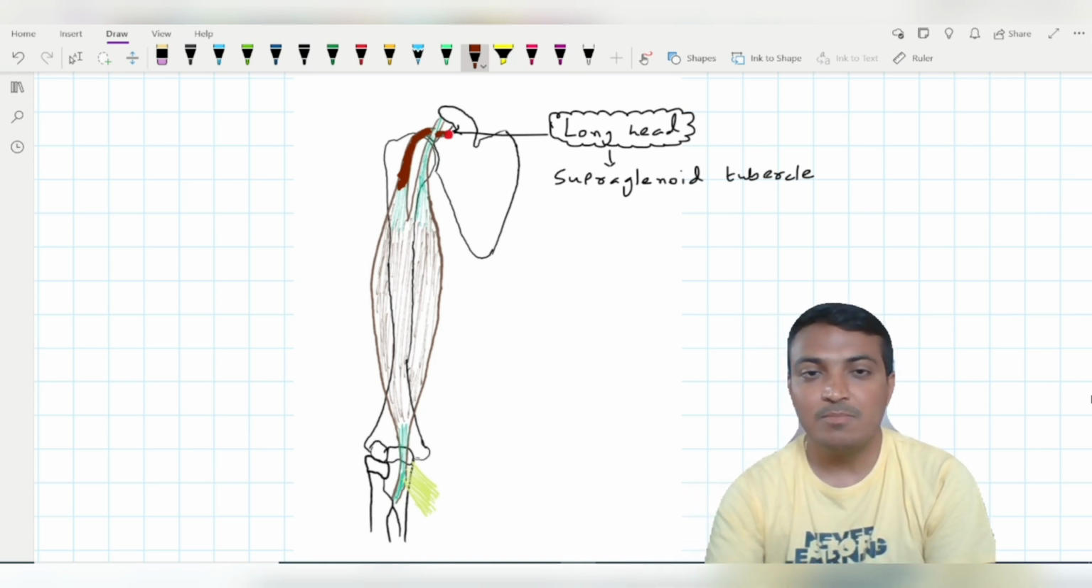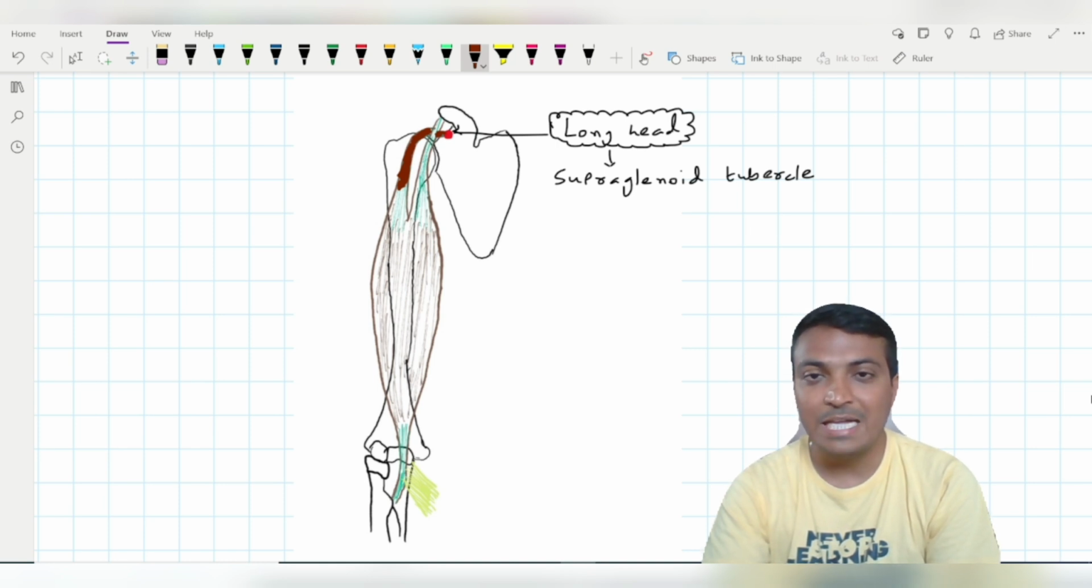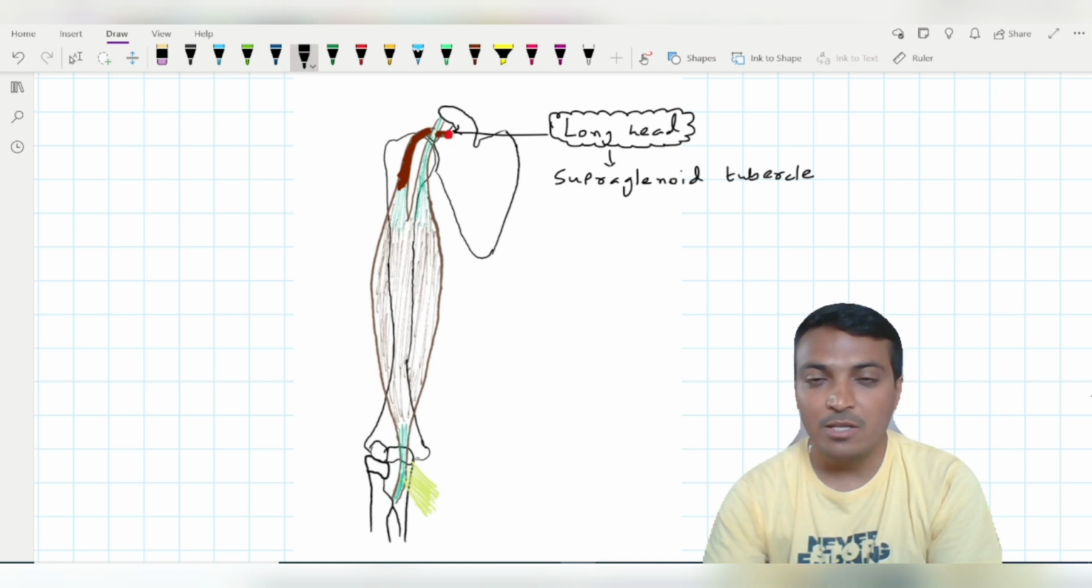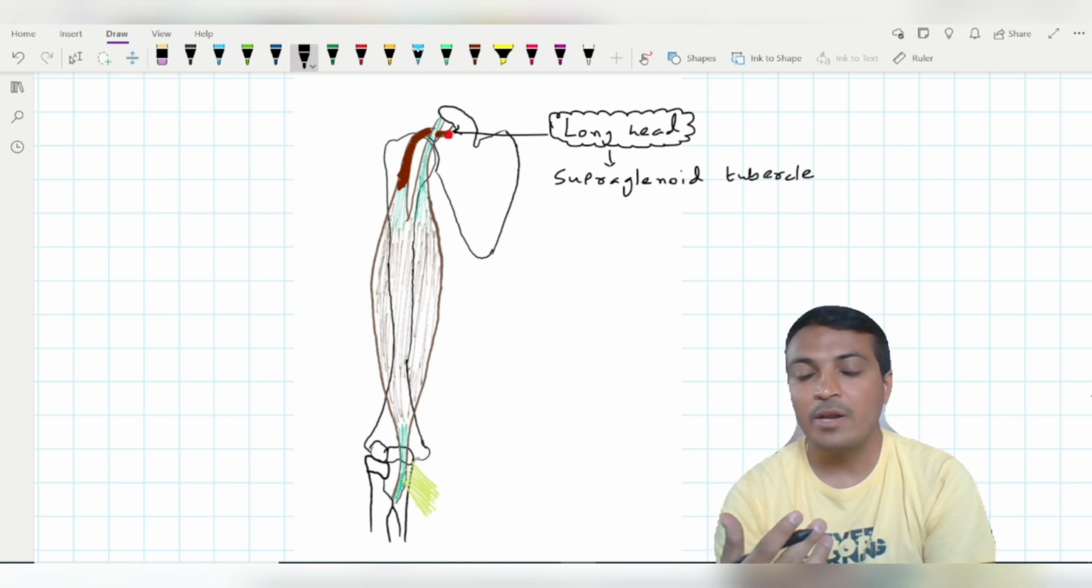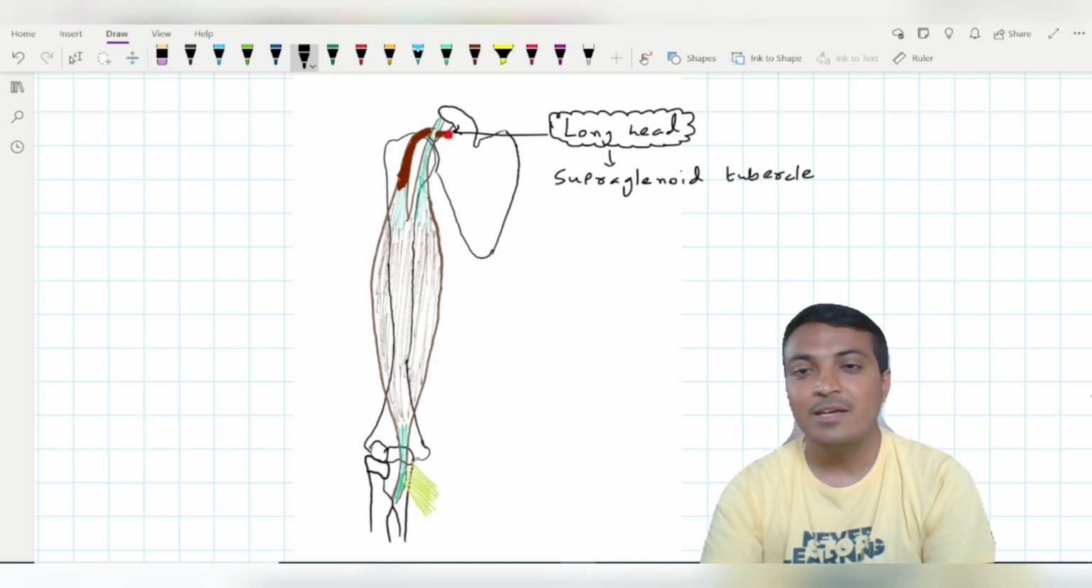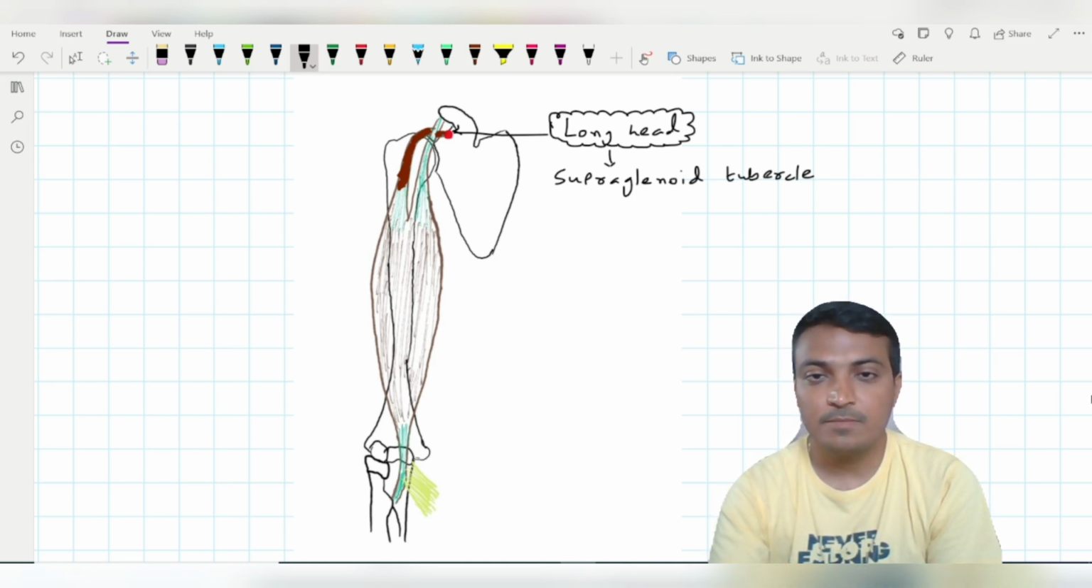So this long head of the biceps brachii has some anatomical importance, that it is an intracapsular muscle, and another muscle which is intracapsular in origin is the popliteus muscle of the lower limb, which we are going to see in the lower limb section.